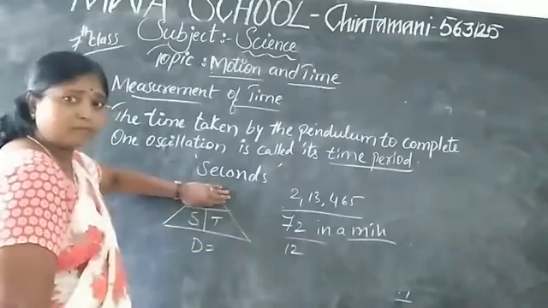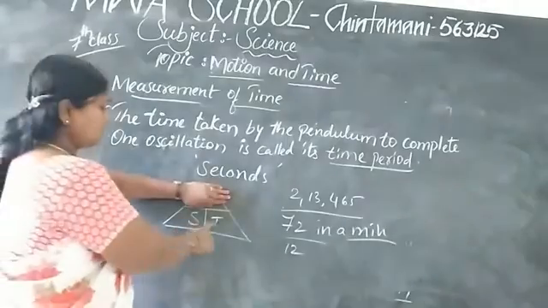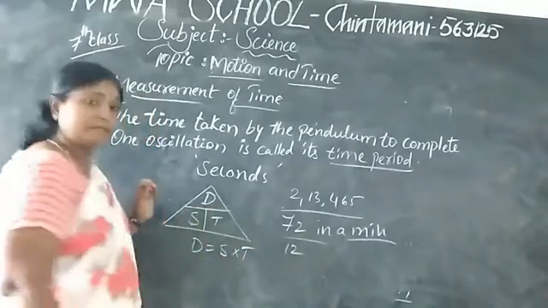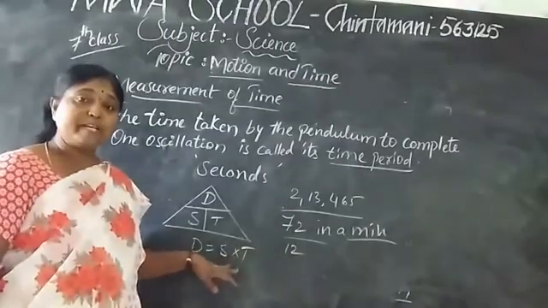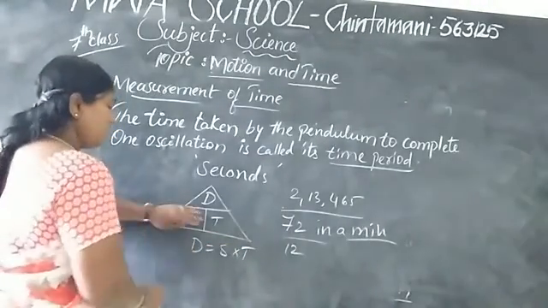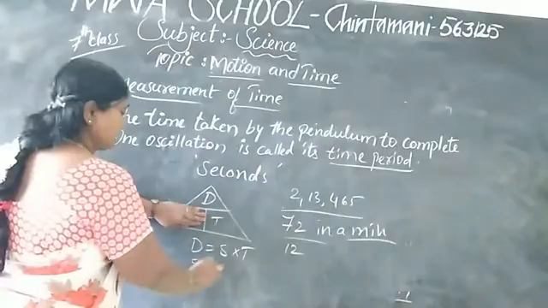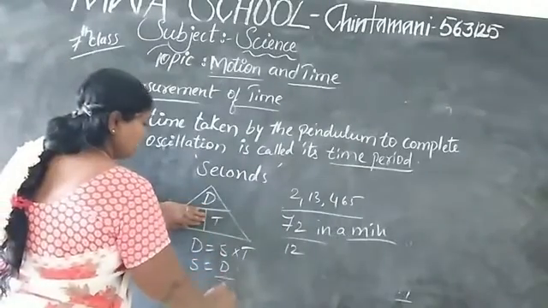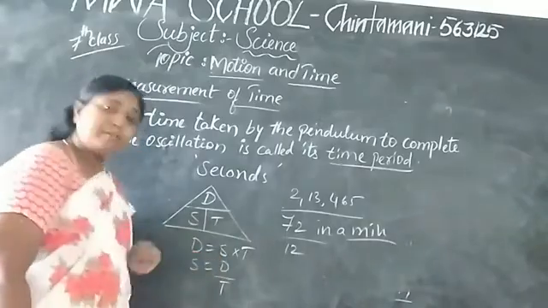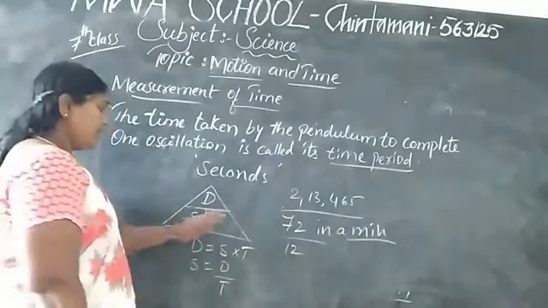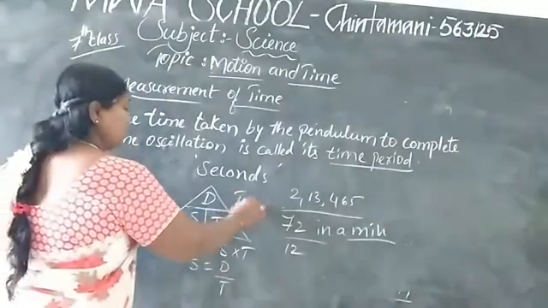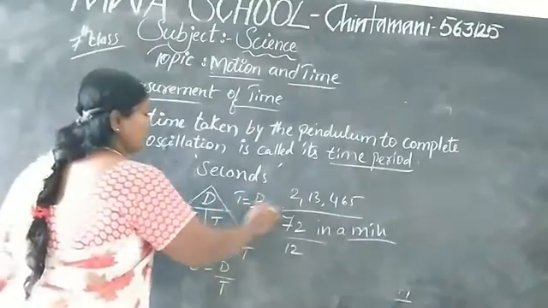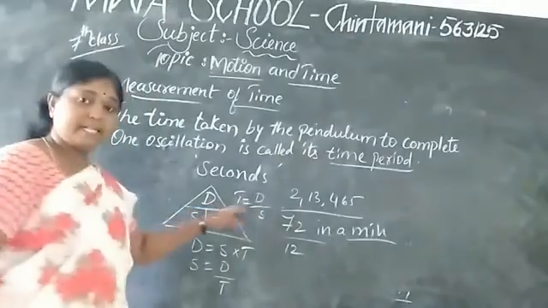Cover this. What are we having? S, T. So, we have to multiply. Distance is equal to speed into time. Next, if I want to find the speed, S is equal to D upon T, that means distance divided by the time. Then, if I want time, close the T, time is equal to D upon S. So, distance should be divided by the speed.